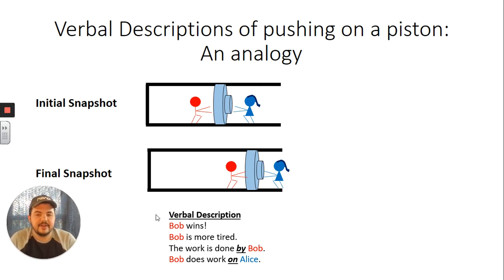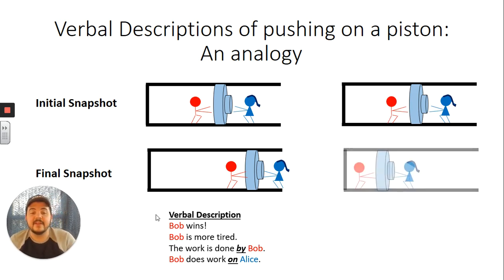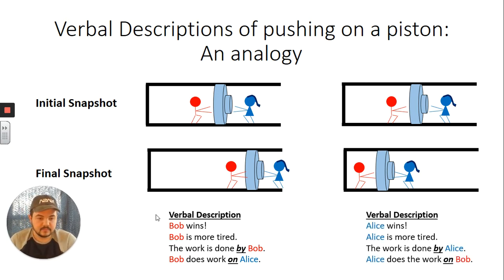Let's look at the other scenario, where again, the initial snapshot looks very similar, but now the final snapshot is when Alice wins over Bob. In that case, we would say the work is done by Alice. She wins, she gets more tired than Bob, so the work is done by her, or the other way to say that is that Alice does work on Bob. So that's the way we're going to talk about these things, but we're going to replace Bob and Alice with gases inside and outside of the system.